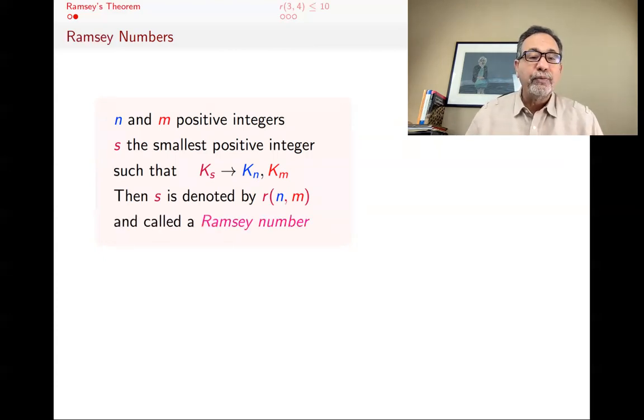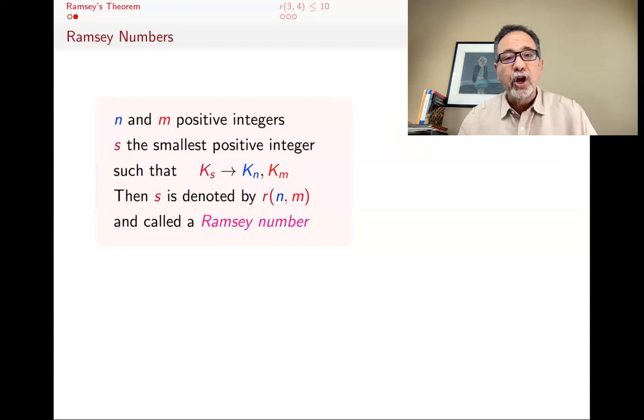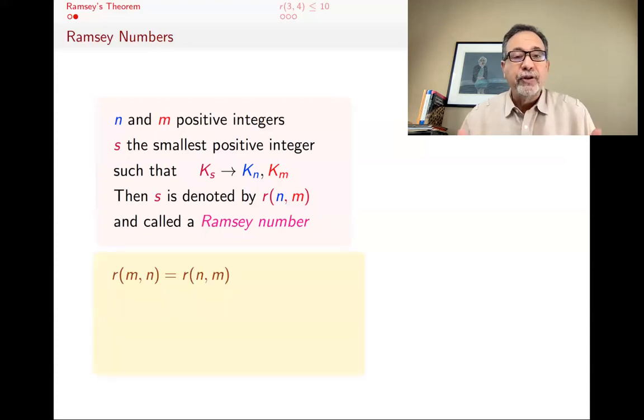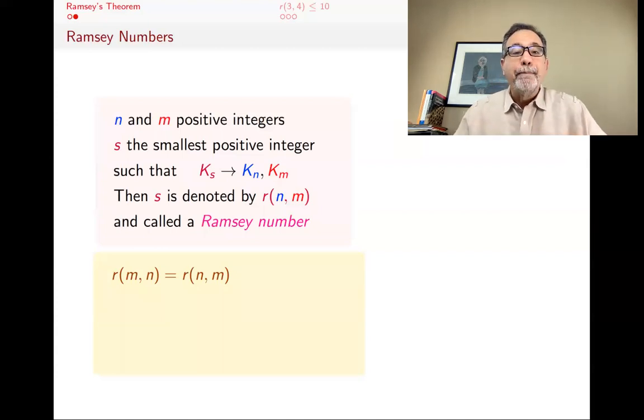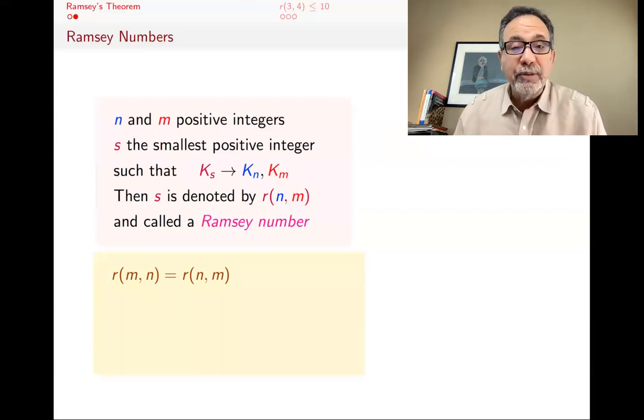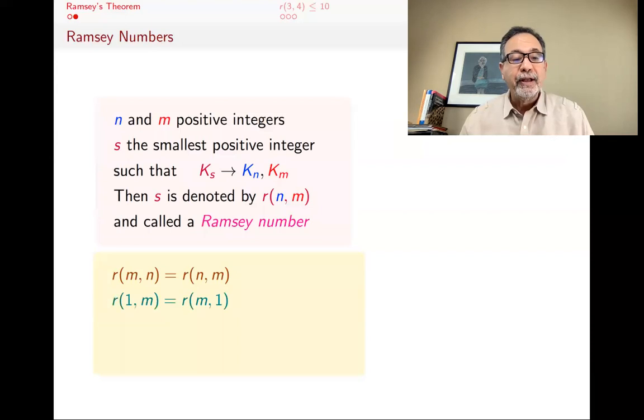Okay, and in our previous video we talked about this. We have some obvious things about these Ramsey numbers. For one thing, they're symmetric. There's really no difference between red and blue. So R(m,n) is the same as R(n,m). If I'm looking for a blue K_m or a red K_n, the smallest s that I need is going to be the same as the one that guarantees me a blue K_n or a red K_m.